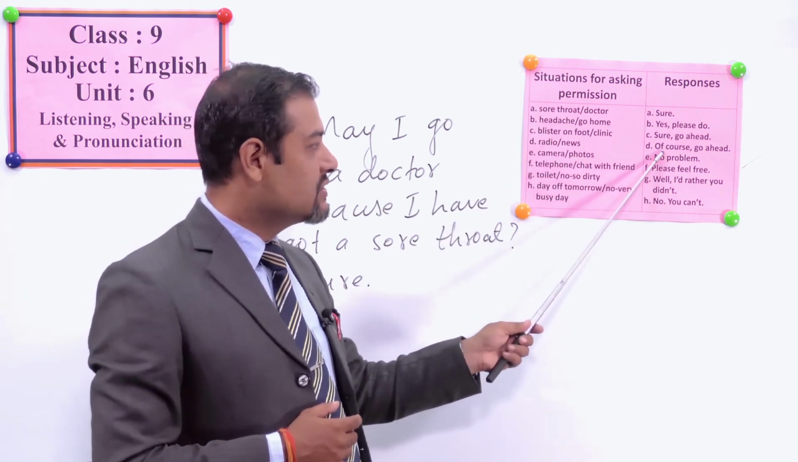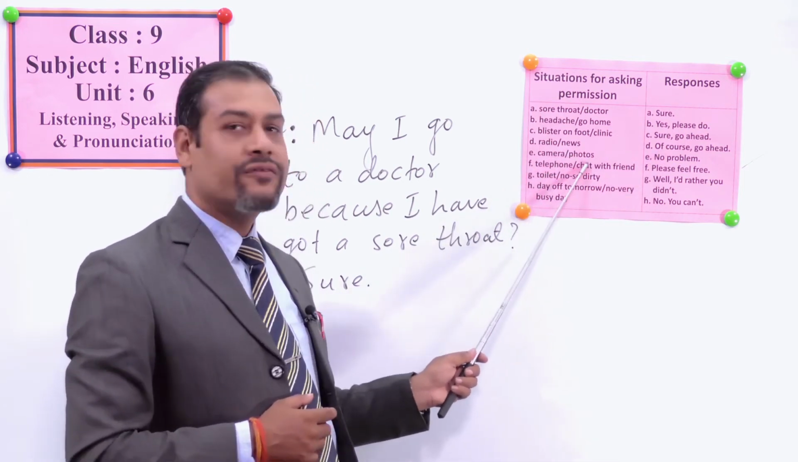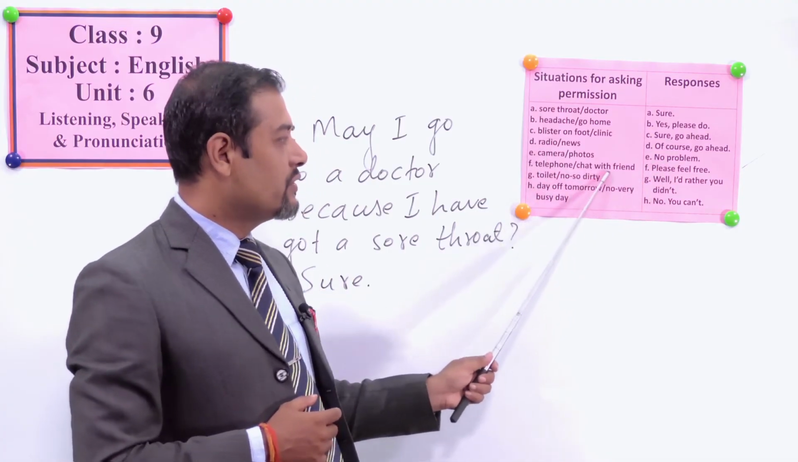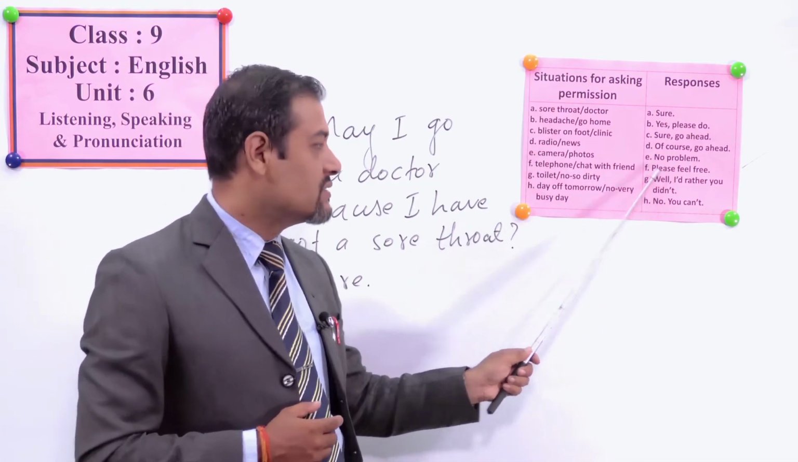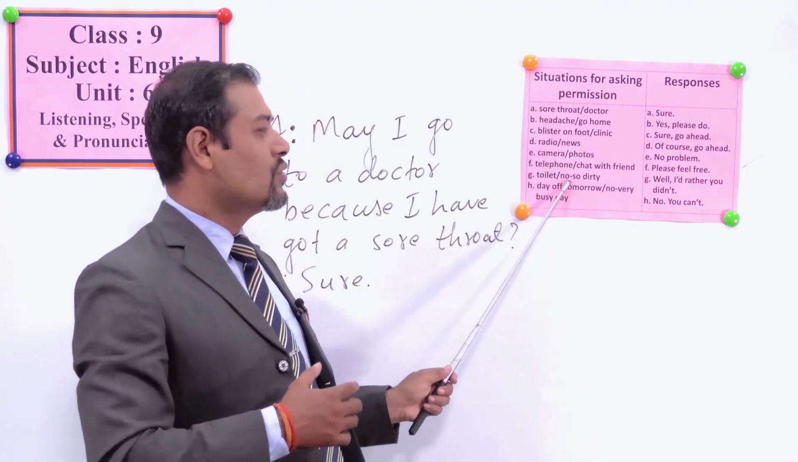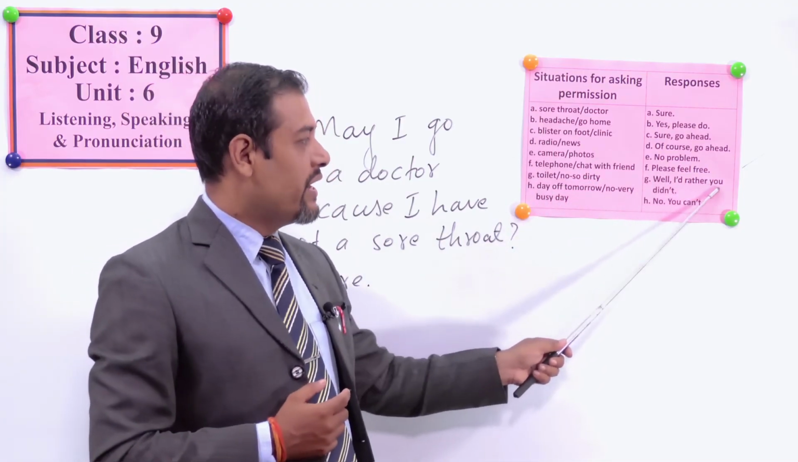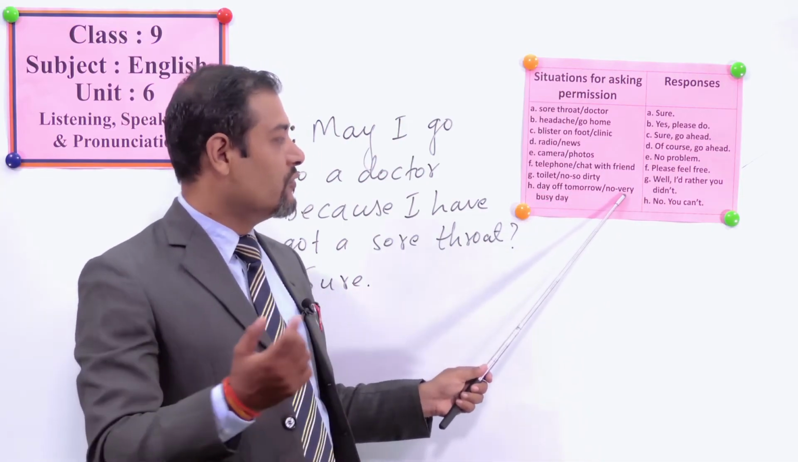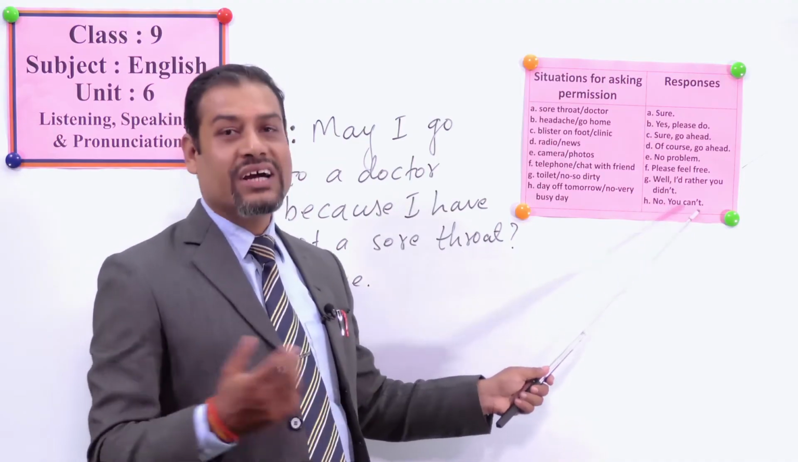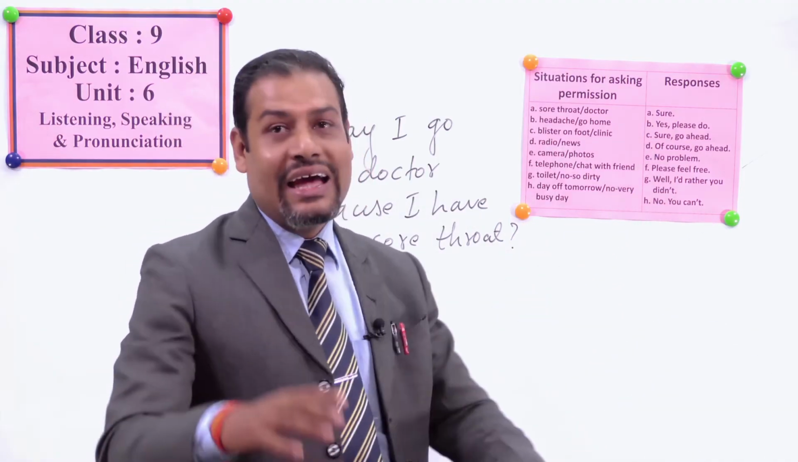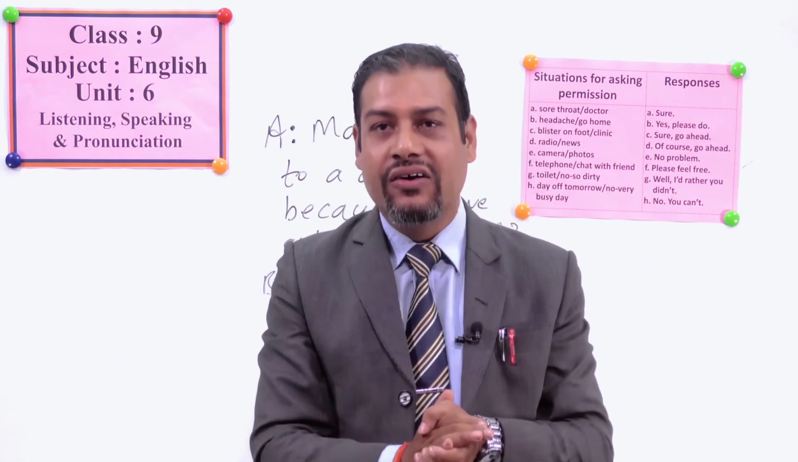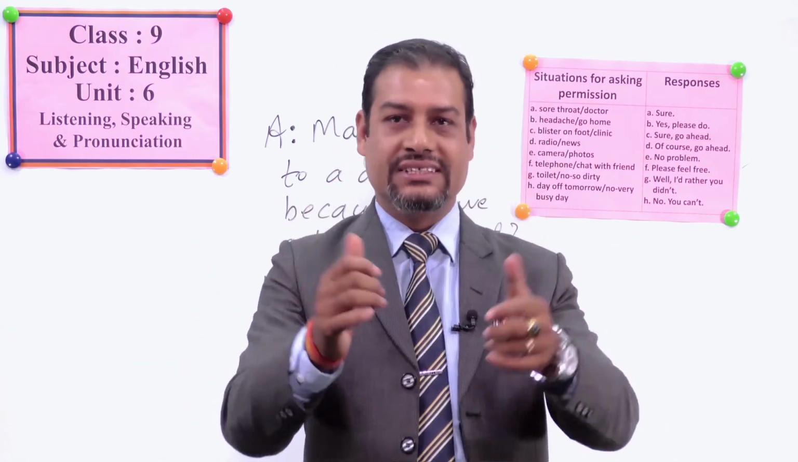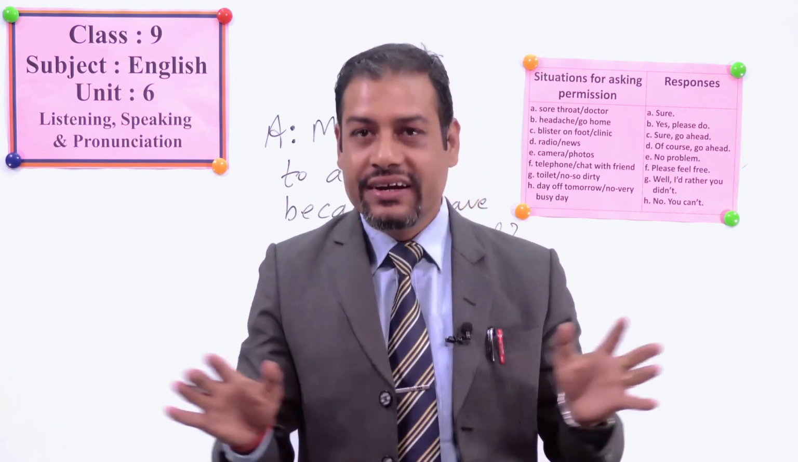Like this, you have to practice asking for permission for radio, news, and then use this response. Then camera, photos, use this response. Then telephone, chat with friend, you can use this response. And we have toilet, no, so dirty, well, I'd rather you didn't. And then we have day off tomorrow, no, very busy day, no, you can't. So using these clues, as you have already done right now, you have to practice in your free time with your friends, okay? Is it clear to you?